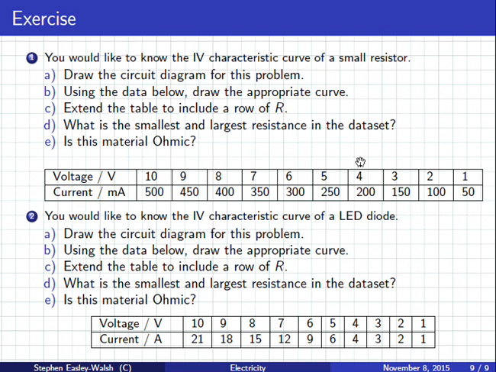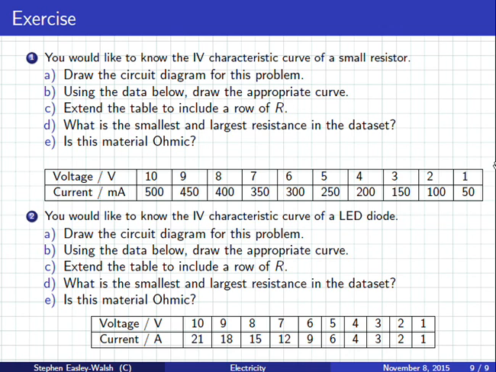Yeah. So the first question is draw the circuit. So the circuit looks like this. It's always like this. You have a power source. And then you have, I'll put the variable resistor up the top this time. Variable resistor. And then you have an ammeter.